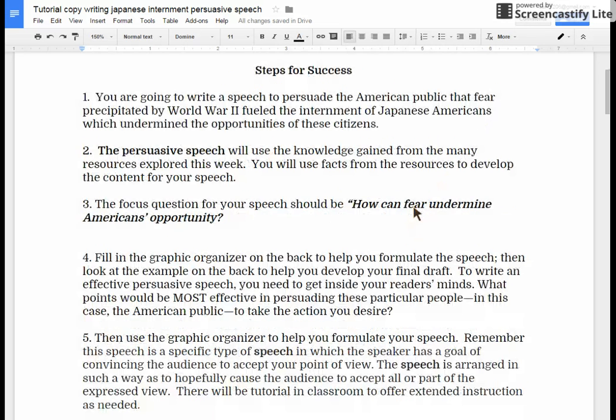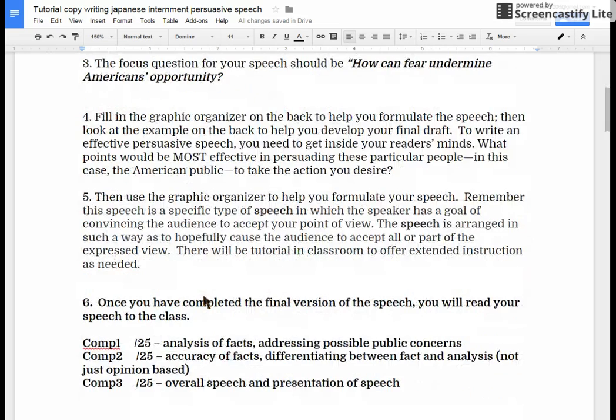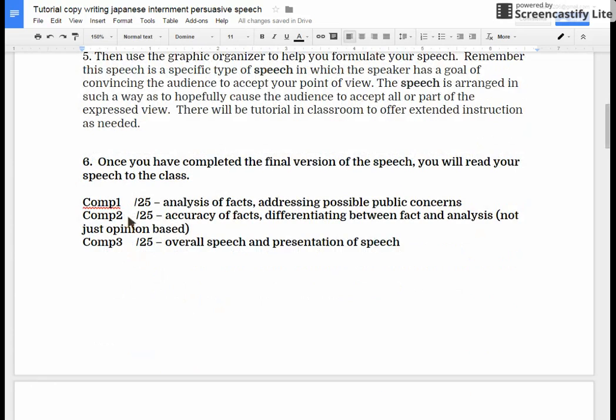So, once again, all the directions are here. I would read through them, and if you have any questions, don't hesitate to send me a quick email. Down at the bottom, there's a breakdown of your competency grades and points and extended parts of how it relates to the social studies rubrics. Once again, let me know if you have any questions.